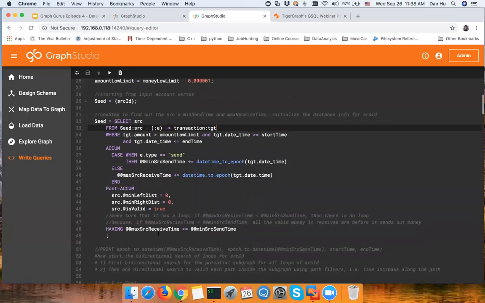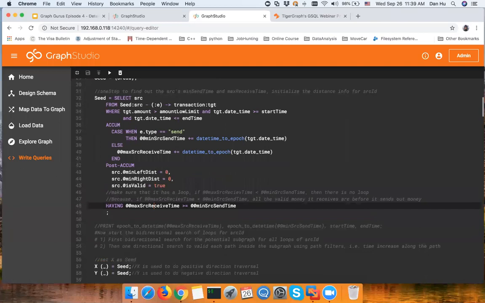Here, we add a HAVING statement. If the max receive time is bigger than or equal to the min send time, that means this account cannot have any loops in forward time series, because your receive time is already later than all your sending times. So in this way, we can immediately skip this input vertex. We don't do any traversal because you will never find a loop. So that's our first block.